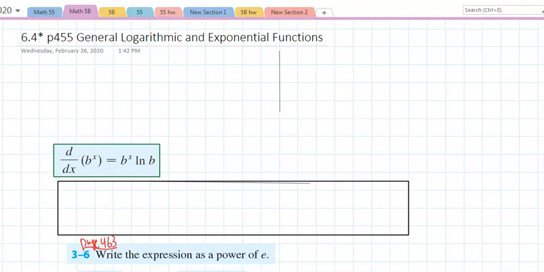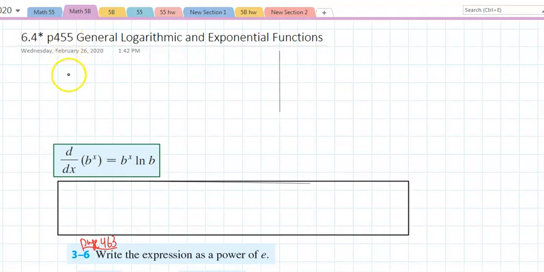Section 6.4 star is on page 455. This is identical to what we did, except it's going to tackle the general logarithmic function and the general exponential function. The natural log would be a log with a base of e and an exponential with a base of e. In this case, it's going to be a log with a base a and an exponential with a base a.